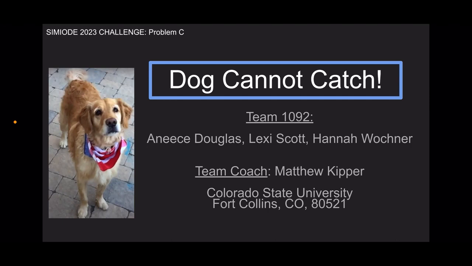We chose to analyze Problem C, where the dog named Fritz cannot catch different food items that are thrown to him by his owner. This is a common occurrence for dog owners and their pets. We have created a mathematical model to better understand why he is not able to catch these foods and what factors play into his success rate.